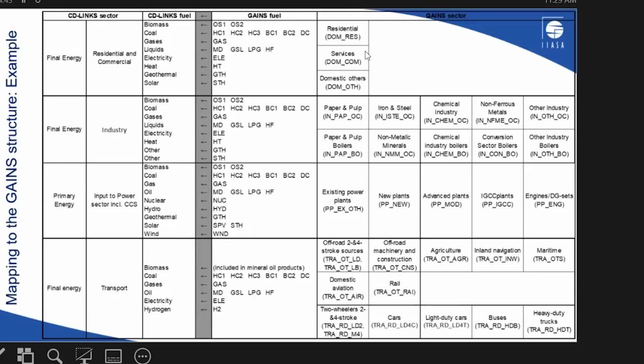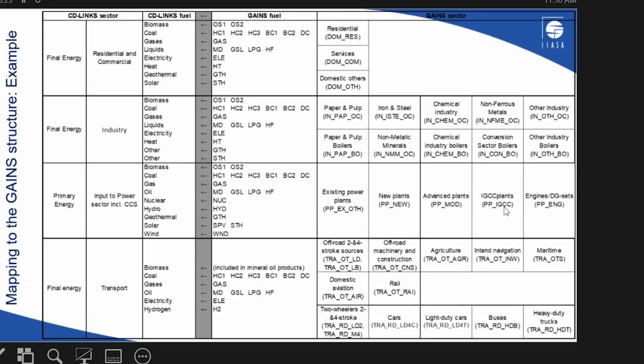And also, if you go to the industry level, they provide us data on the biomass, coal, gas, liquid, electricity, heat, and other combustion in the industrial sector. But in GAINS, this industry sector is further subdivided. So we have pulp and paper, iron and steel, chemical industry, non-ferrous metal, other industry, and so on. Similarly, with the power plant, we have the existing power plant, we have new plant after 2000, we have advanced plant. These are the supercritical and ultra supercritical power plant, and we have IGCC plant.